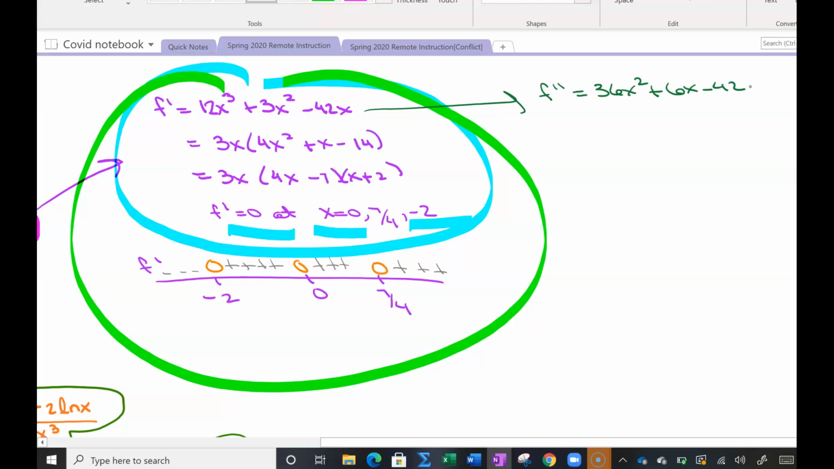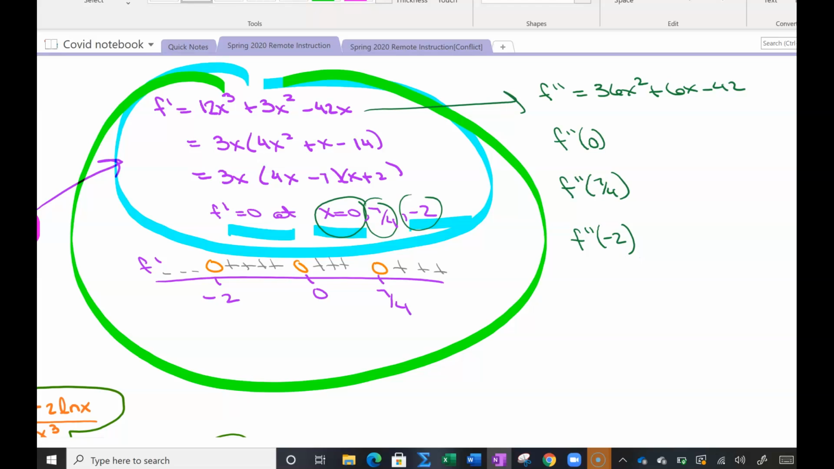In this case, we would take those 3 critical points and figure out the sign of the second derivative at all 3 of these points. When I do this, I see the following. If I plug in 0 into f double prime, this is negative. Plug in 7/4 into f double prime, it's negative again, with a little bit more mental math involved. And f double prime at -2, I get this.